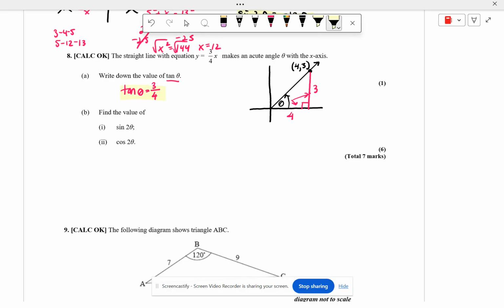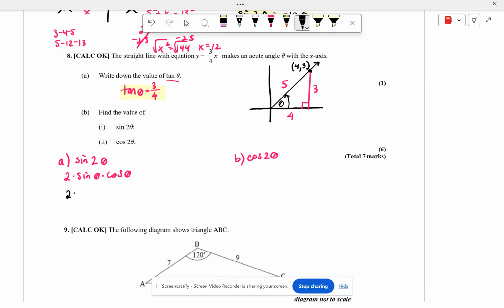Okay, find the value of the sine of 2 theta and the cosine of 2 theta. So these are just double angle formula problems. Okay. For sine of 2 theta, I'm going to need 2 times the sine of theta times the cosine of theta. So at this stage in the game, all we have is the tangent of theta. Not very helpful. But this is a 3, 4, 5 Pythagorean triple. So now I have all 3 sides and I can just figure them out based on the picture.